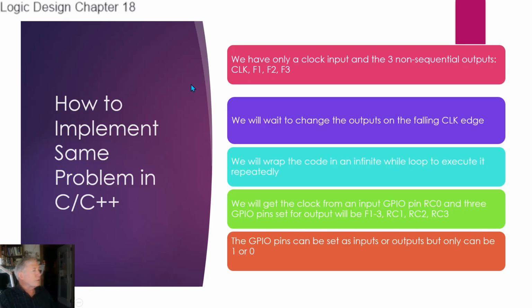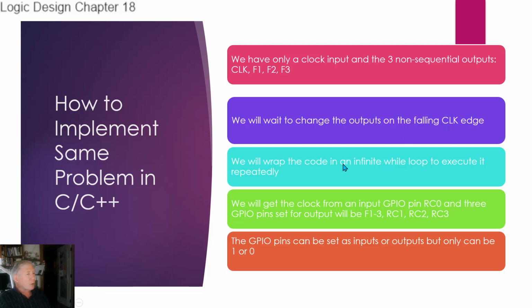So how would you implement this if you were going to write computer code? Well, what you do is you have a clock and you have the three outputs. So we have to wait to change the outputs on the falling edge, say, of the clock, or maybe the rising edge, whatever you're going to do.